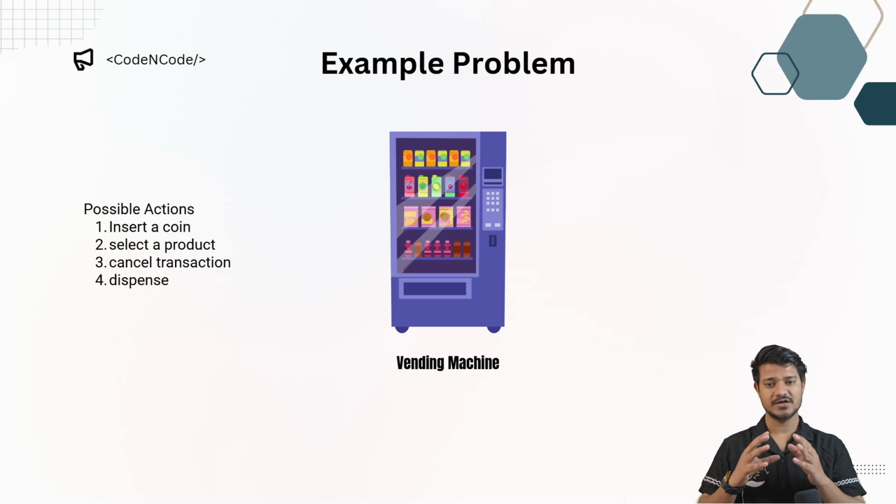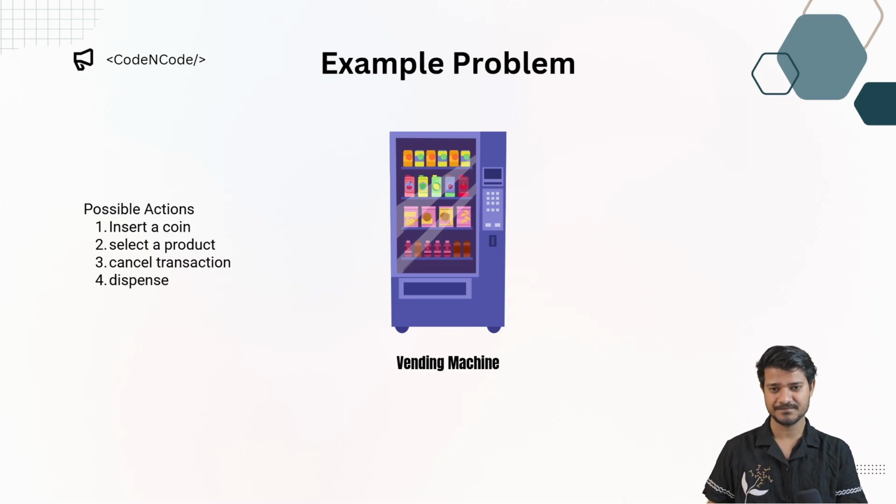So you see, the actions are the same: insert coin, select product, cancel transaction, dispense, but based on different states of the vending machine, they behave differently, right? So this is what we were talking about earlier. The state of a machine, and based on the state, the operation that you perform differs significantly, right?